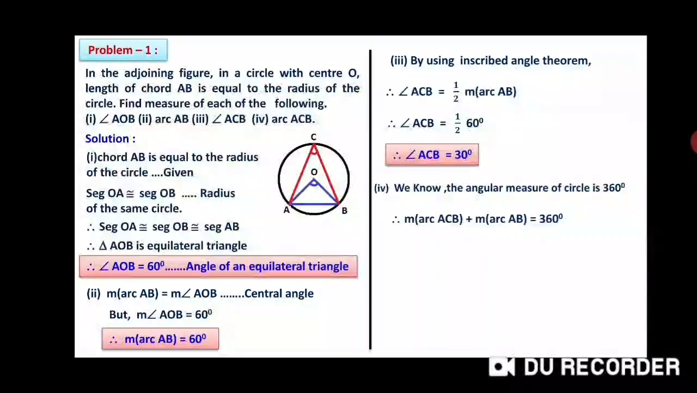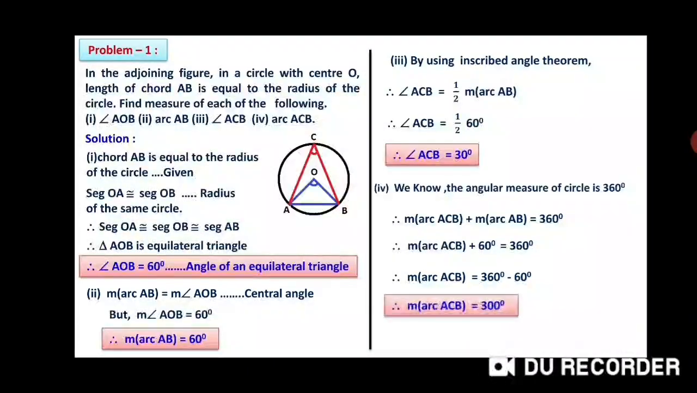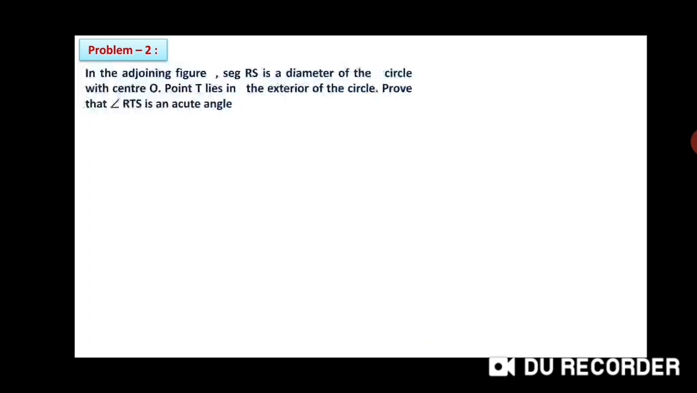The last one: we know that the angular measure of a circle is 360. Therefore, the measure of arc ACB plus the measure of arc AB is 360. We substitute the value of arc AB, 60. Therefore, the measure of arc ACB plus 60 is equal to 360. So, the measurement of arc ACB is 360 minus 60. After simplification, the measurement of arc ACB is equal to 300. Now, let us turn to the second problem.